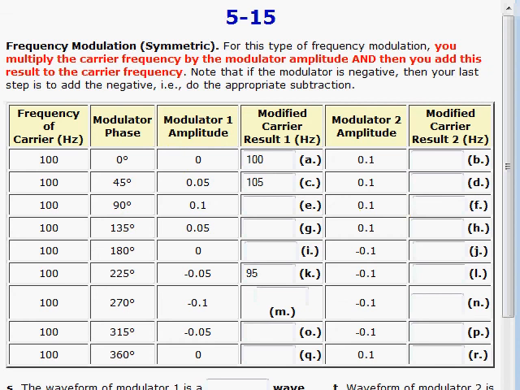I think that does it. What are the effects when different frequencies? We did that. I think we're good. Good luck on the exam.